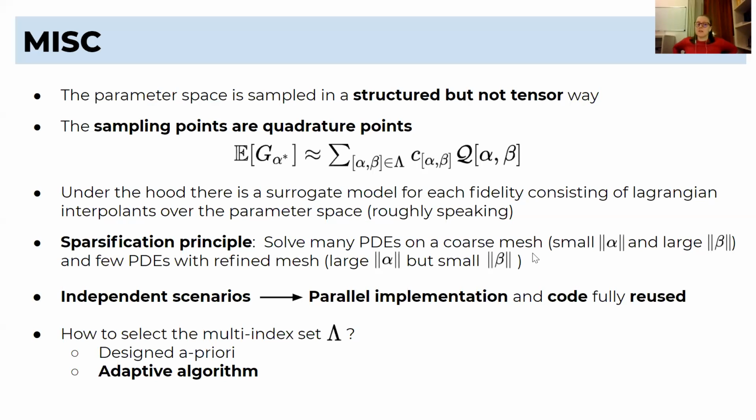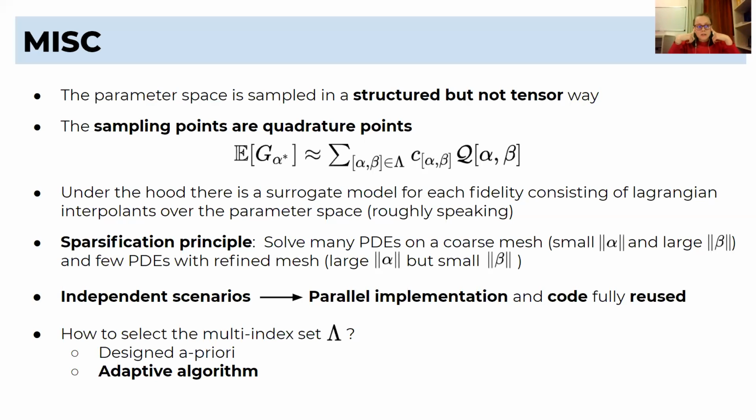And as I said, all these solutions are completely independent. So we can solve all of them in parallel, because we have all these scenarios that can be solved in parallel. For scenarios, we fix the discretization in space and then we have the corresponding sampling. So we solve all of them in parallel, and the code can be fully reused, no?